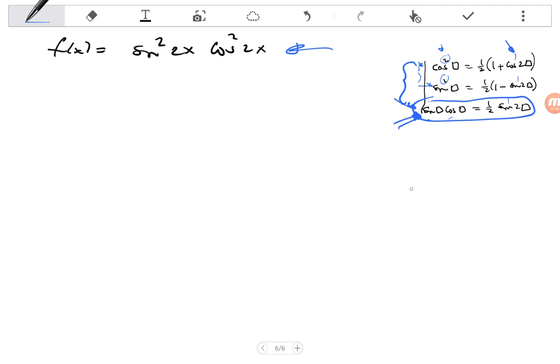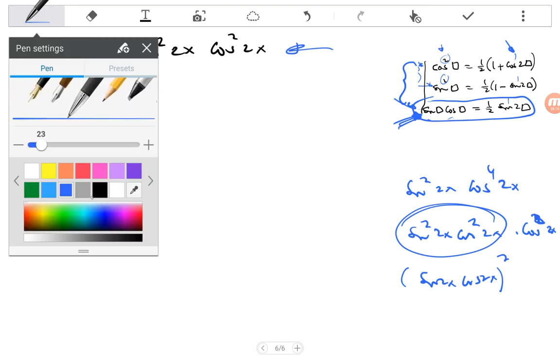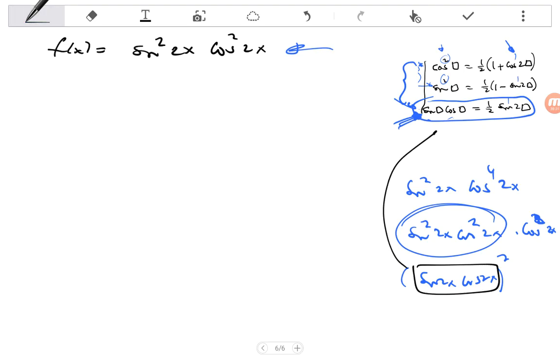For example, if I had sine squared 2x times cosine power 4 2x, I'll apply this. I will make it like this: 2 sine x cosine squared 2x times cosine power 4 2x, cosine squared 2x. Then I will treat this as sine 2x times cosine 2x all squared, to apply this rule. So that's why we apply that rule first. We try to find any common powers, combine them with each other, then apply this rule first.